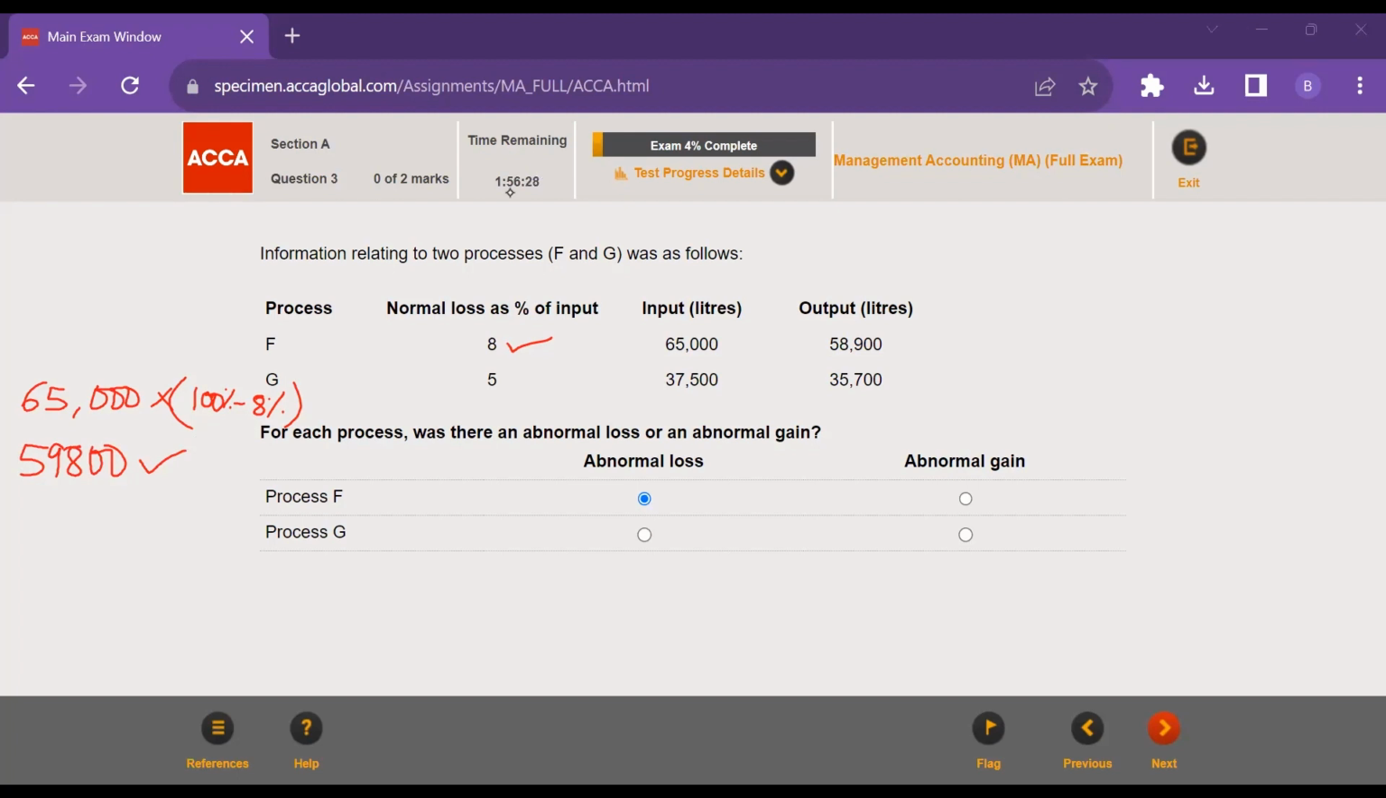Now let's perform similar workings for process G also. So 37,500 was my input, and then 5% is my normal loss. So 100% minus 5% should be my output. So if I just calculate 37,500 multiplied by 95%, I will get my answer as 35,625. So this should have been my output, and my actual output is 35,700. That means my actual output is more than how much it should have been. So that is why I can know that process G has an abnormal gain. Now we are done with this one. Let's move on to the next one.